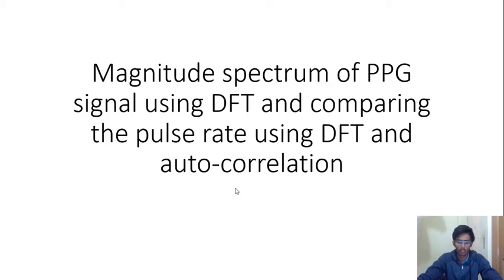Good morning everyone. In today's video tutorial, I'm going to explain how to find the magnitude spectrum of a PPG signal using DFT and then compute the pulse rate using this DFT. And then again we'll be comparing the pulse rate that we obtained through DFT and the one we obtained through autocorrelation in the previous experiment. So let's get started.